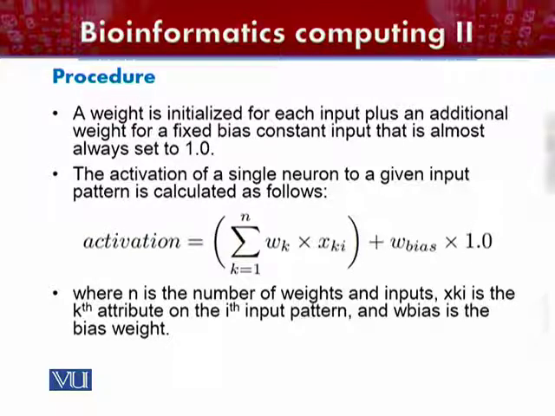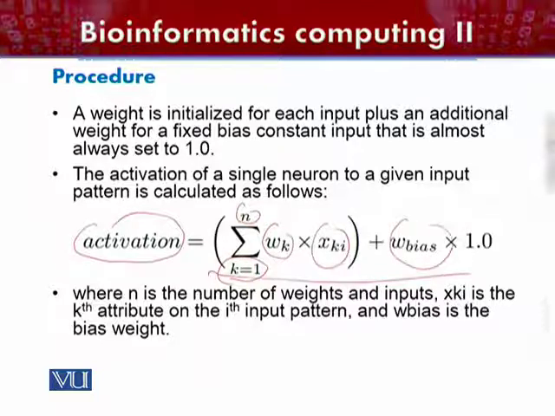The activation of a single neuron to a given input pattern is calculated on the basis of the following equation. The activation is equal to the summation over k equals 1 to n of w_k multiplied by x_ki, plus w_bias multiplied by 1, where n is the number of weights and inputs. x_ki is the kth attribute on the ith input pattern, and w_bias is the bias weight, which is a specific entry in these backpropagation algorithms.